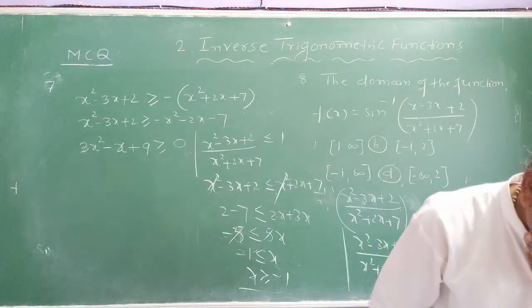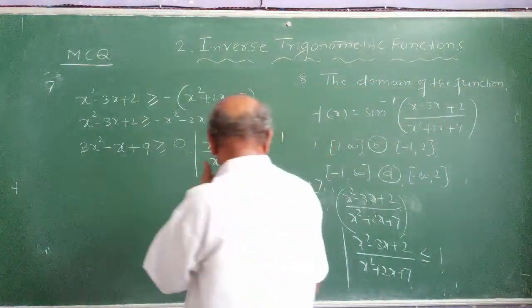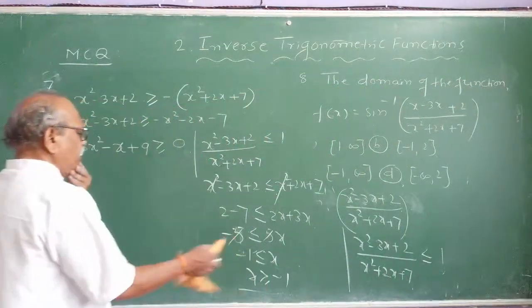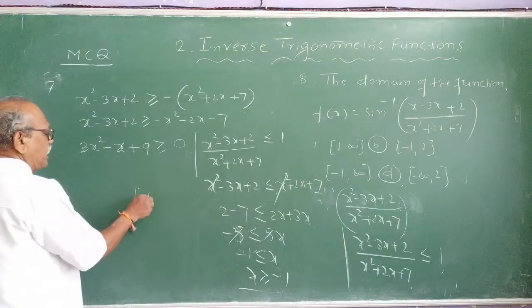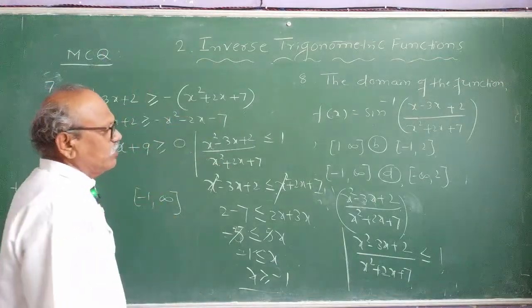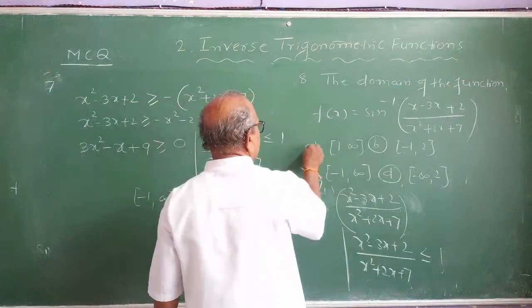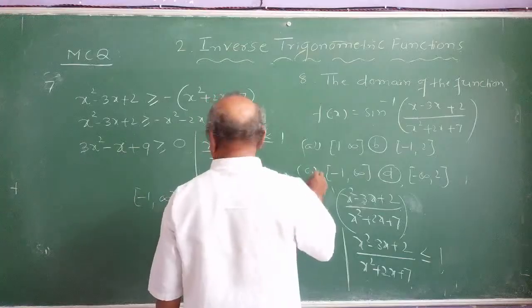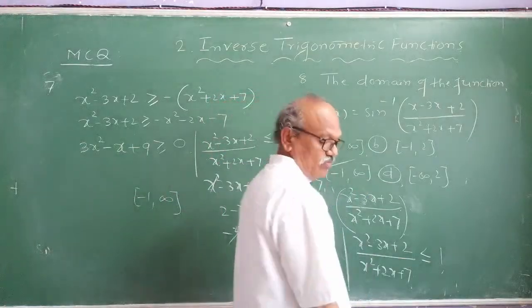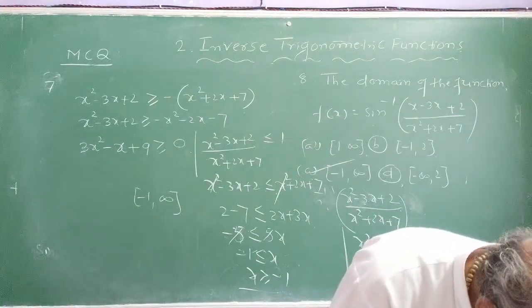What is the domain? What is the highest value? Any value it can take, therefore its limit will be minus 1 to any value it can have up to infinity. Greater than or equal to minus 1 with any value up to infinity. Therefore, the correct answer is C, minus 1 to infinity will be the domain of it. That is the solution.